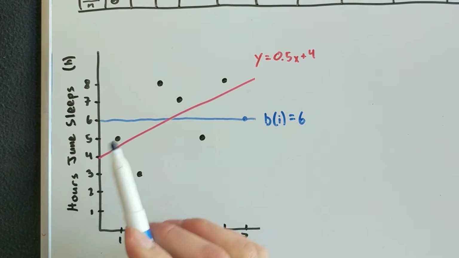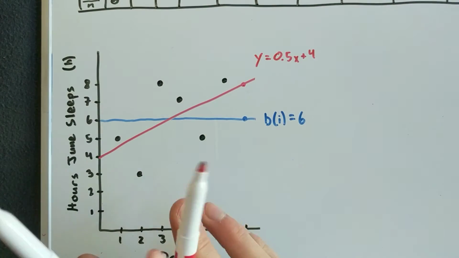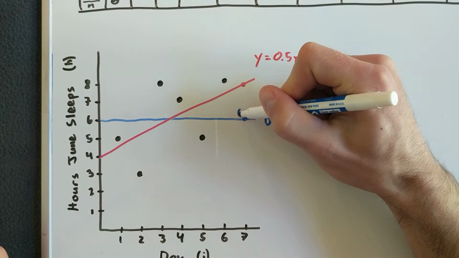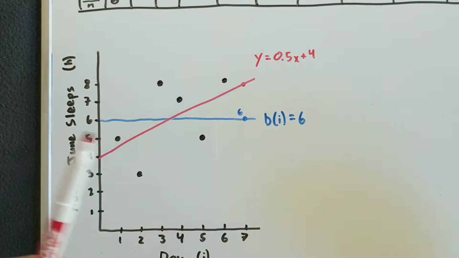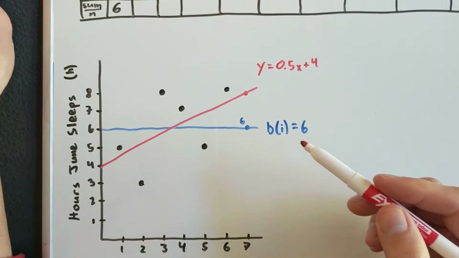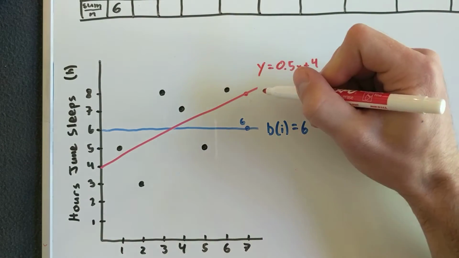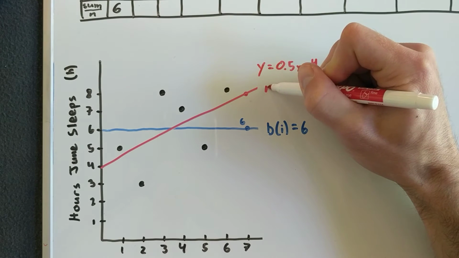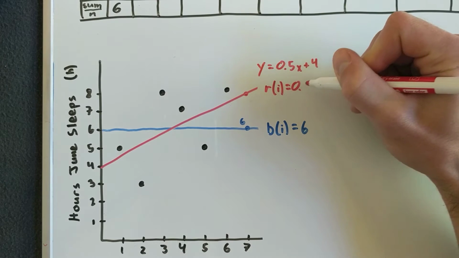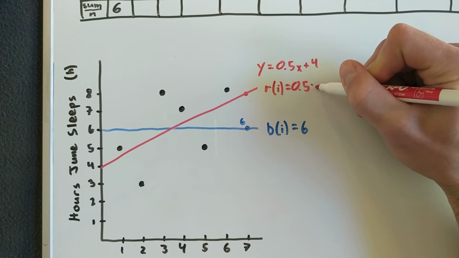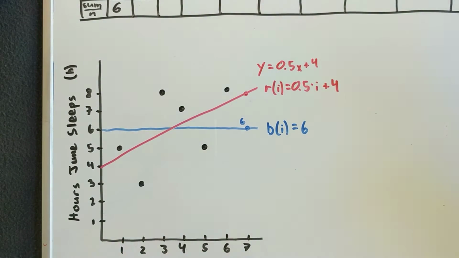And for the red line, this point here equals 6. And this point here, we need to use our equation to calculate. So first I'm going to rewrite this using the variables at hand. Let's call it R. So for this red line, I'm going to make the equation R of I equals 0.5 times I instead of X, plus 4. This way it's consistent with our other data and equations.